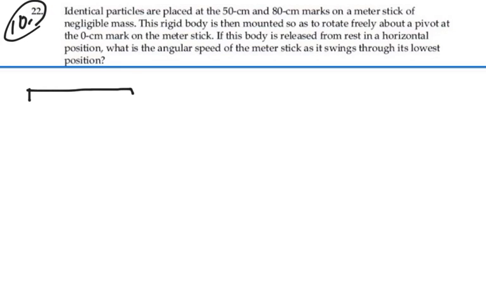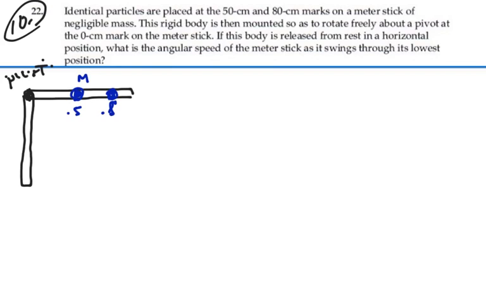So we have a meter stick. It has negligible mass, has no mass, which means we don't have to worry about the moment of inertia of the meter stick itself because it's got no mass. And it's going to swing down from horizontal to vertical. And on this meter stick are 2 point masses located at point 5, call that M, and point 8.